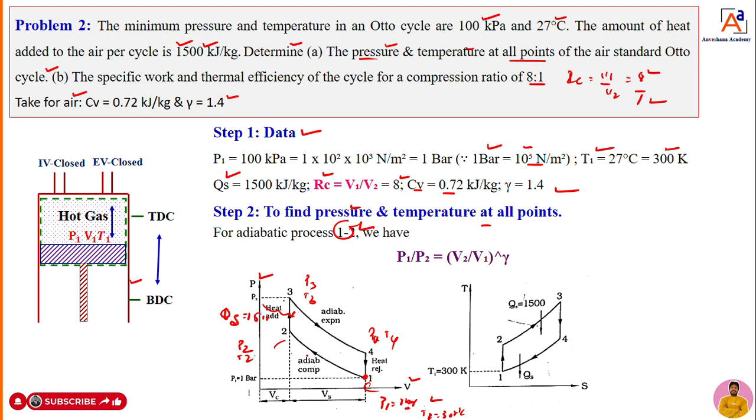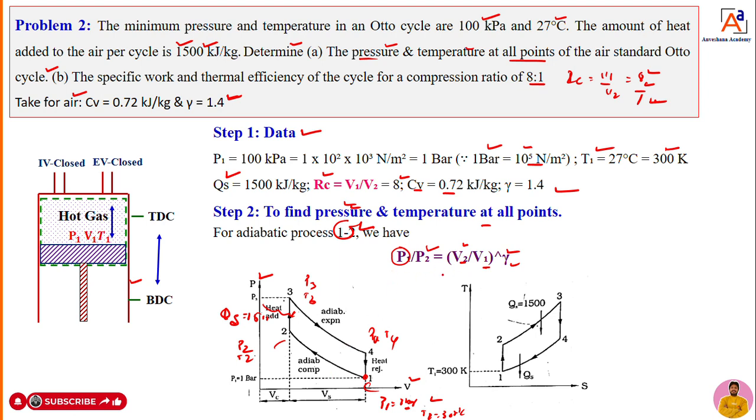That is, if it is an adiabatic compression process, we have the relation P1 by P2 is equal to V2 by V1 to the power of gamma. V2 he has given as 1, V1 he has given as 8. Gamma he has already given in the problem, that is 1.4. Then P1 by P2 we can calculate, and P1 also he has given, that is 1 bar. Then the only unknown is P2. So I can calculate the pressure P2 at point 2 in the adiabatic compression process.